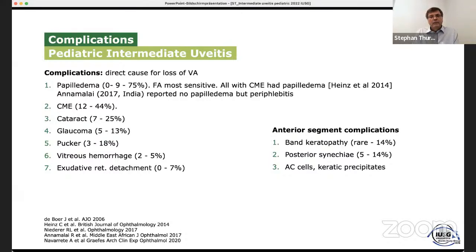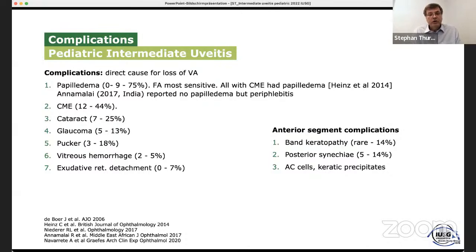In an Indian report, they showed that there's no papillary edema in their patients, but they saw a lot of periphlebitis. And this might be the cause, or the underlying reason for this might be that there are different underlying causes and underlying diseases in these different populations. Now, cystoid macular edema occurs in up to half of the patients.